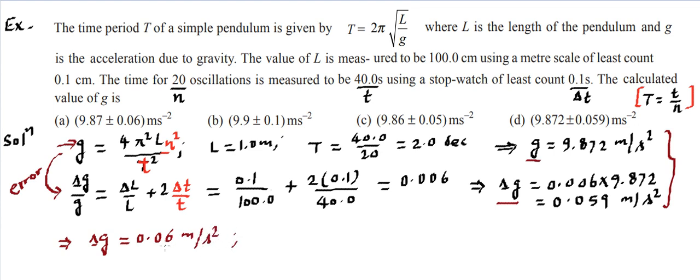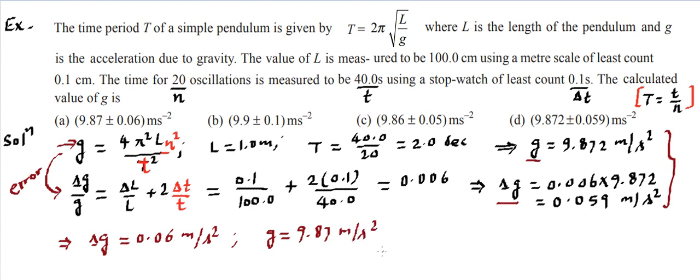Once we are writing delta G, that means we are writing it up to 2 decimal places. Hence g must also be written up to 2 decimal places. This is the expression of g, which was up to 3 decimal places, so it has to be rounded off. So this 2 has to be dropped because it's less than 5. So it becomes 9.87 meter per second square.